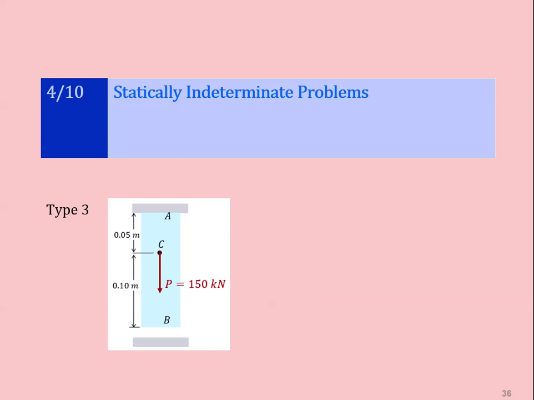In these small sections, let's take a look at type 3 of the indeterminate problems. The features of type 3 are similar to type 2, but different here: at the lower end, there's a gap between the structure and the constraint. If the loading is small enough, the deformation wouldn't close the gap.